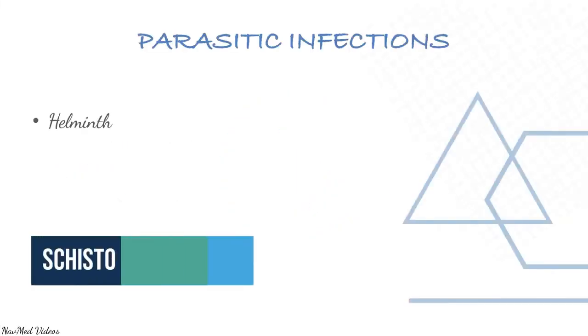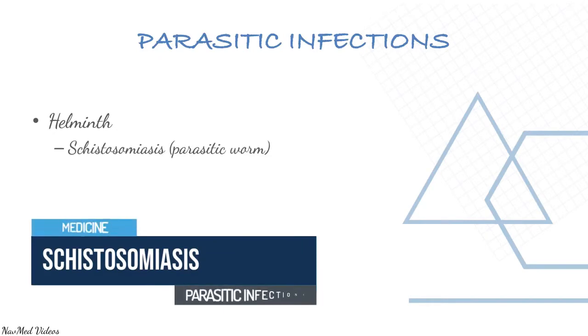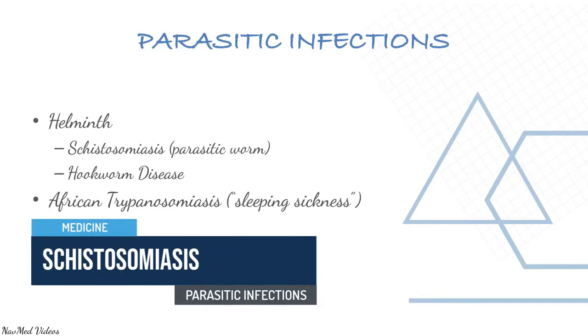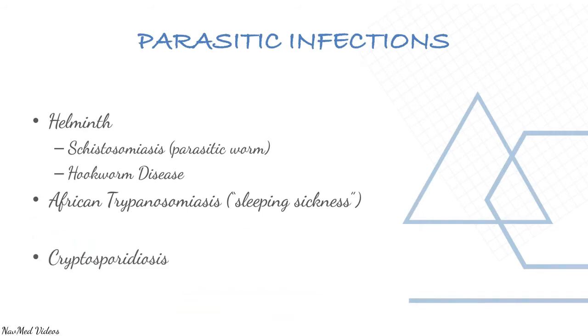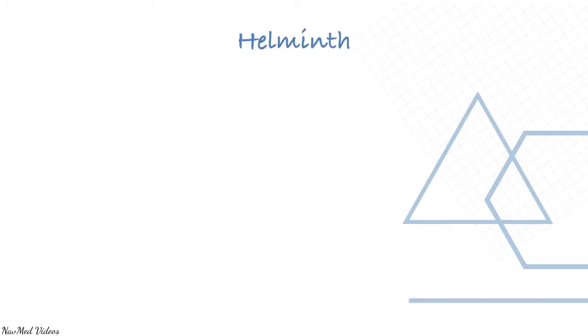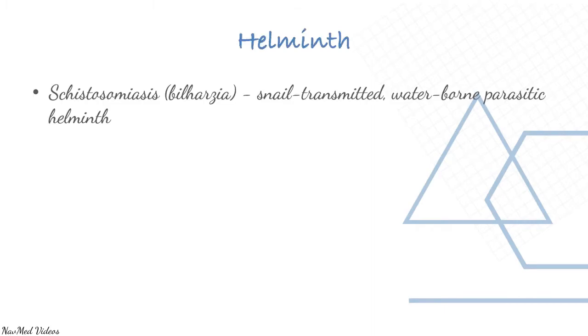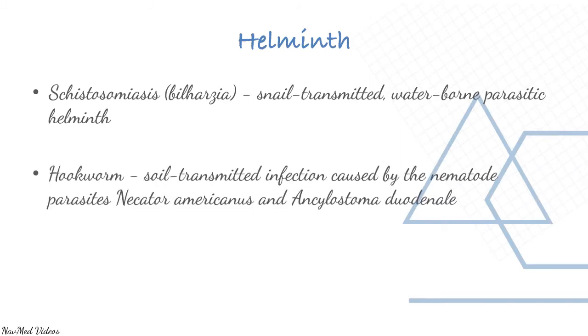Parasitic infections, looking at some of the common parasitic infections, which include ailments like Schistosomiasis, Hookworm disease, African Trypanosomiasis or sleeping sickness, Cryptosporidiasis. Schistosomiasis or bilharzia is a snail-transmitted waterborne parasitic ailment. Hookworm or soil-transmitted infection is caused by nematode parasites.